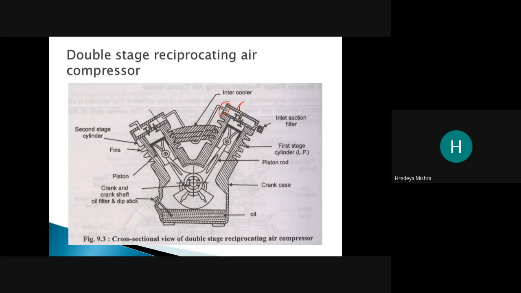So what happened? In double stage, we compress the air in two stages. First we get the low pressure, and in the second stage we get the high pressure. Okay, the system is the same. In one cylinder we compress the air and this compressed air is supplied to the second cylinder to increase the pressure of the air.